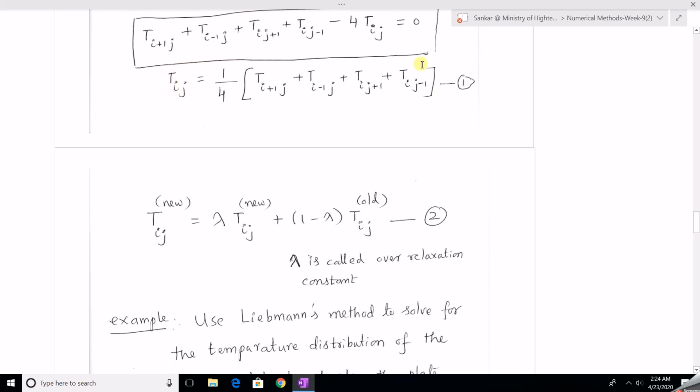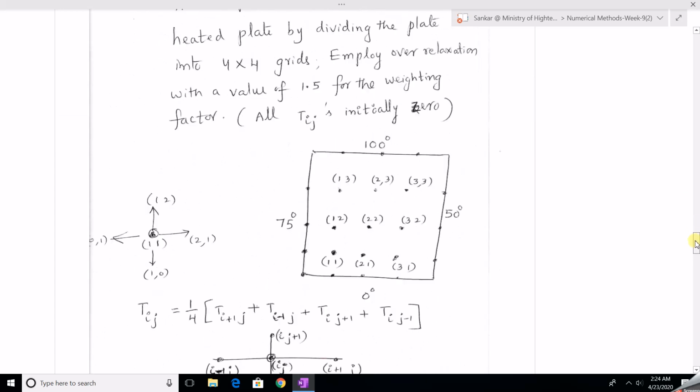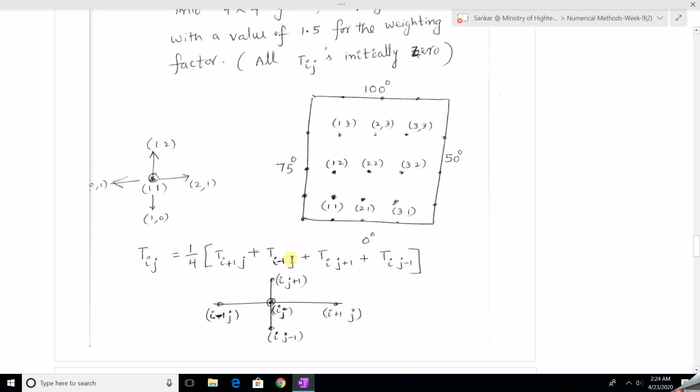After substituting the approximations, Tij is 1 over 4 times Ti+1,j plus Ti-1,j plus Ti,j+1 plus Ti,j-1. So we use this formula, and after that, to find a better approximation, the over-relaxation formula. So we use these two. I'm writing the same: Tij is this formula.